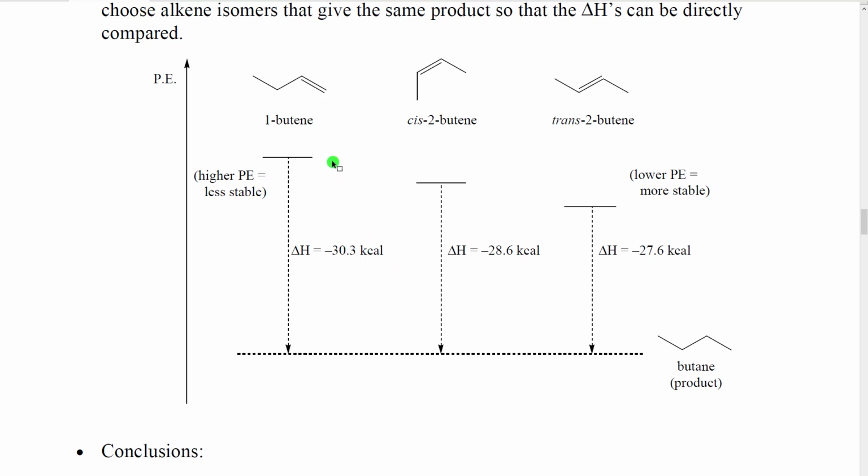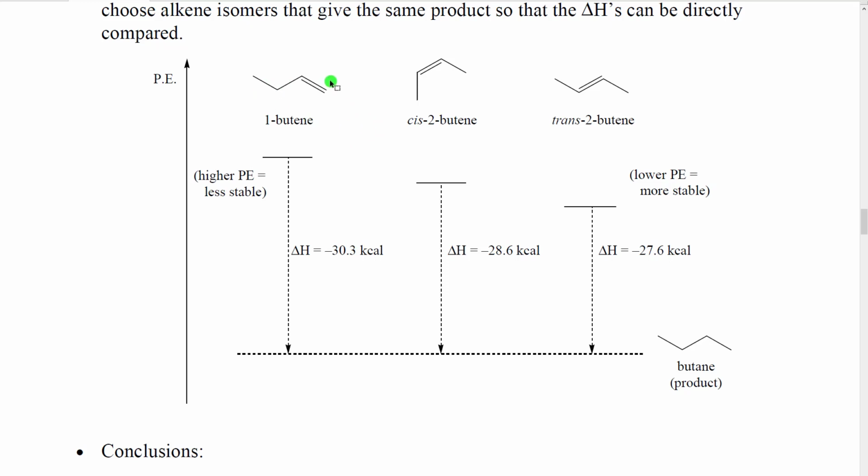Notice these are negative numbers, so we're going down. So if we go down and end at the same place, the more that we went down, the higher we had to start. So look at these 3 alkenes. What we have here is 1-butene. In my graph, I still have them named the old-fashioned way; it should be but-1-ene. We have 2-butene in the cis stereoisomer, so cis-2-butene or cis-but-2-ene. And we have trans-2-butene or trans-but-2-ene.